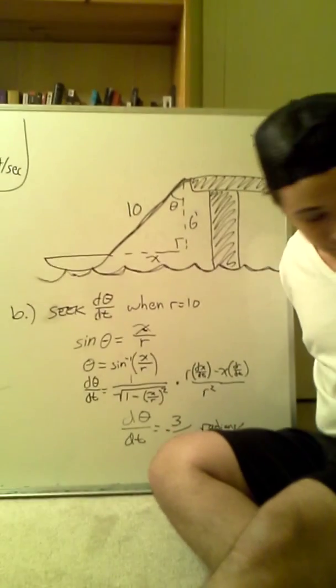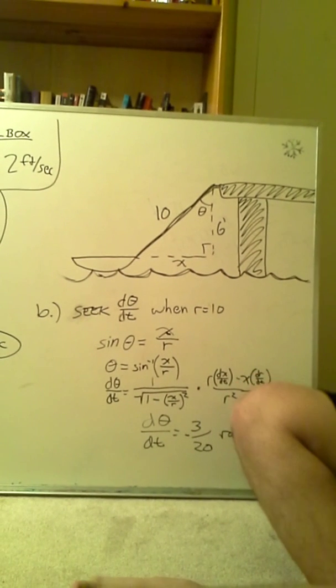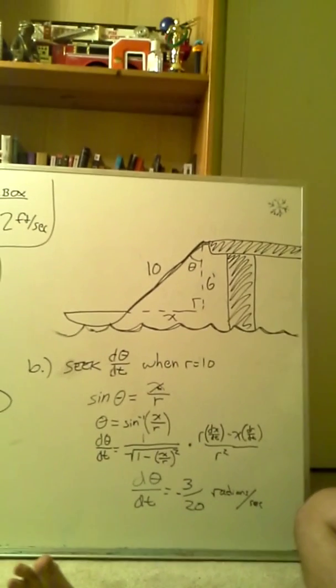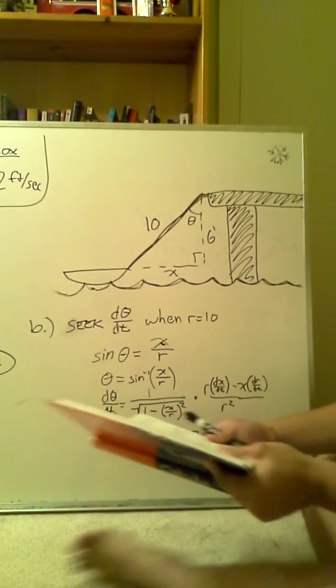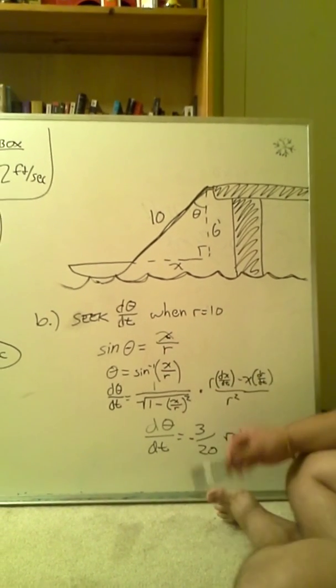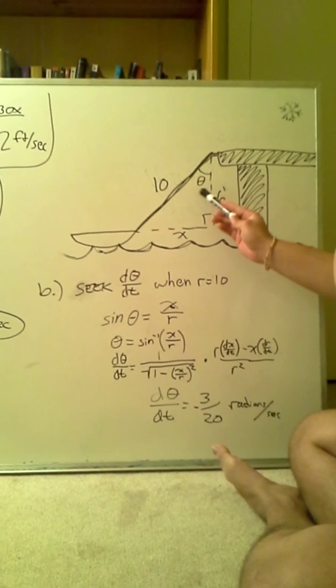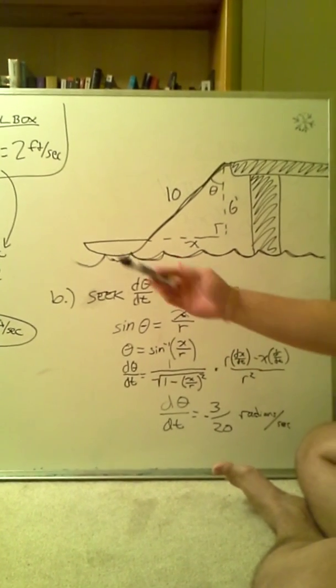Now, over here, on part B, the question reads, at what rate is angle theta changing at that moment? So basically, you're trying to find d theta/dt, right here, when r equals 10, same moment.